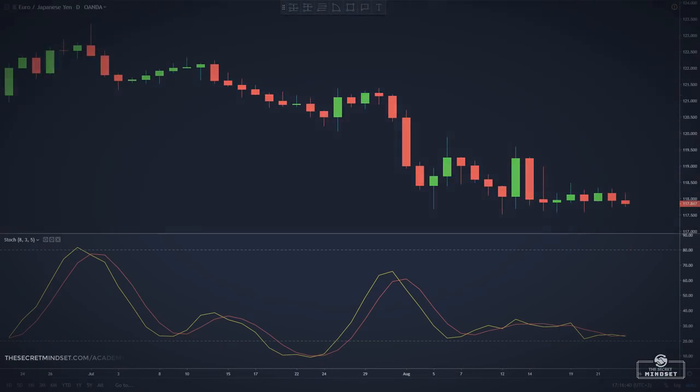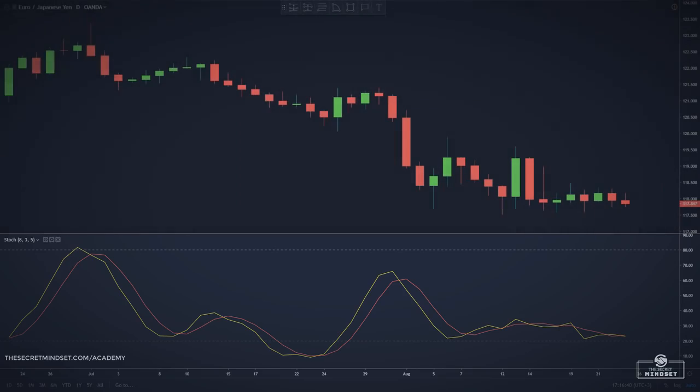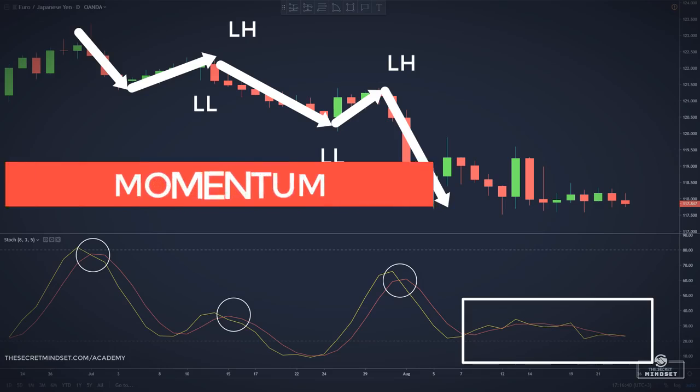The stochastic indicator is one of the most popular technical analysis indicators used by forex and stock market traders. Once you understand how to correctly use it, the stochastic indicator can be an invaluable tool to help predict momentum changes.